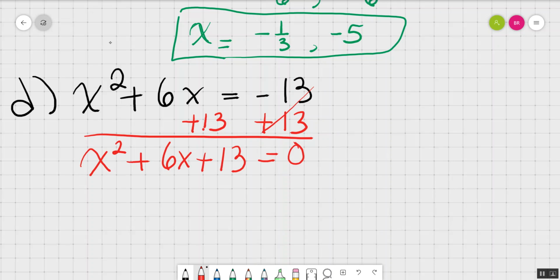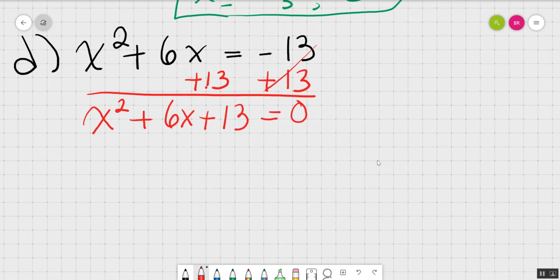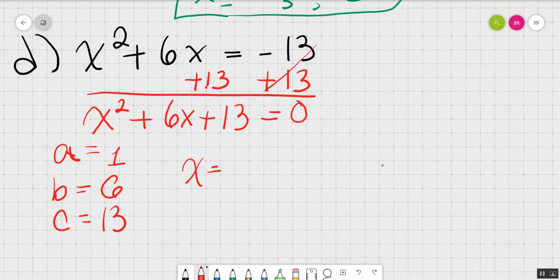Cool. All right, now let's do ABC. A is the coefficient of x squared, which is just a 1. B is the coefficient of the x term. And then C is 13. Why am I writing huge? Don't ask me. I'm in charge.